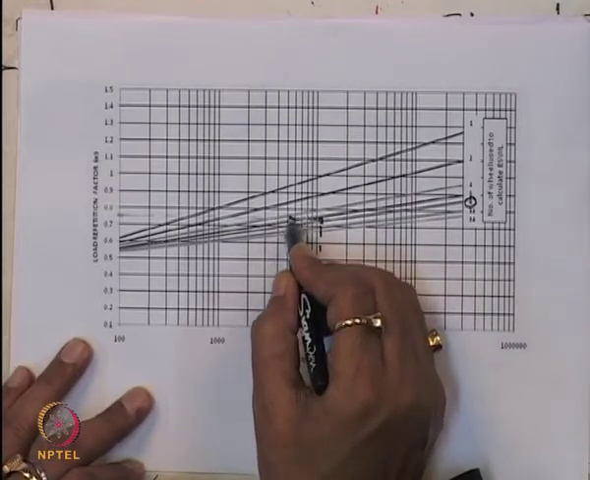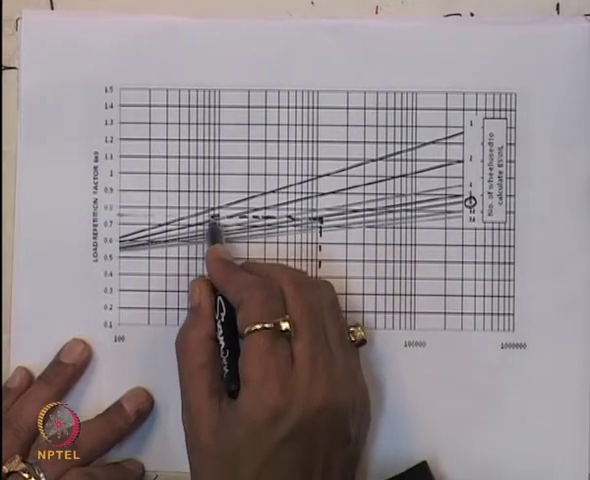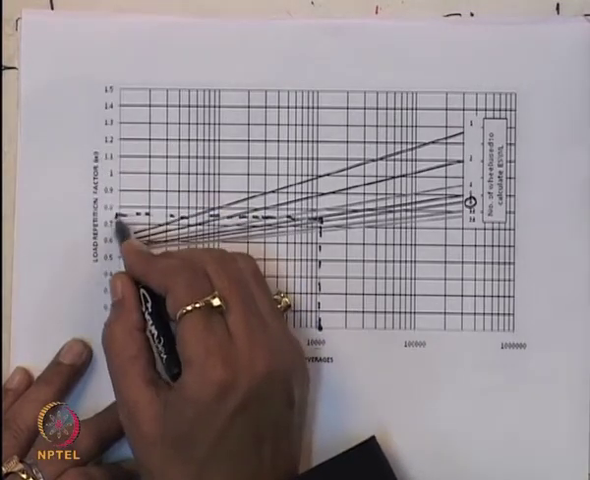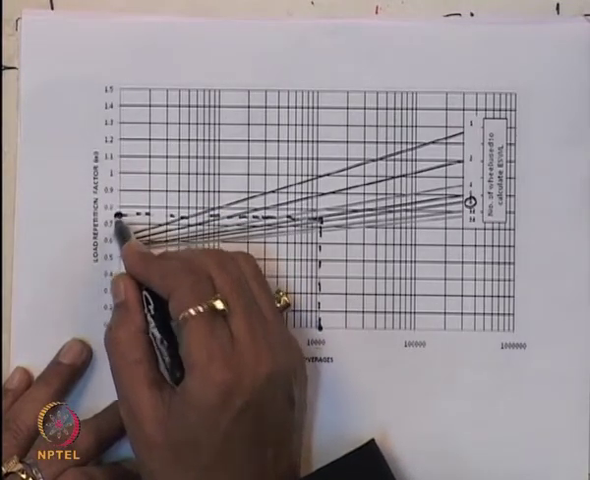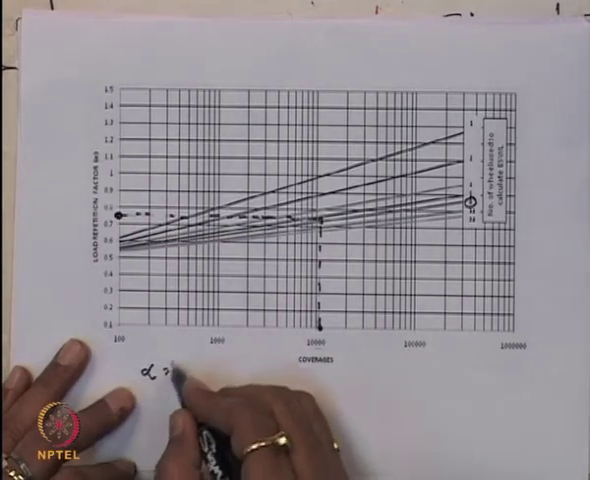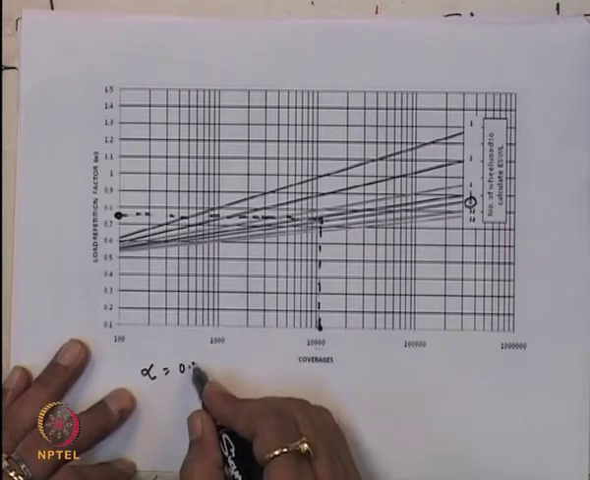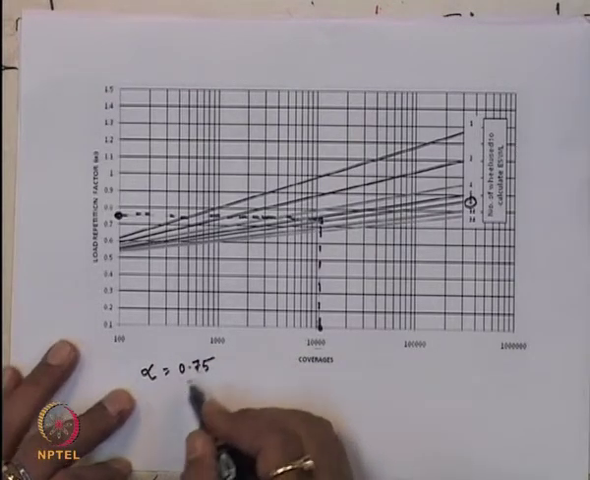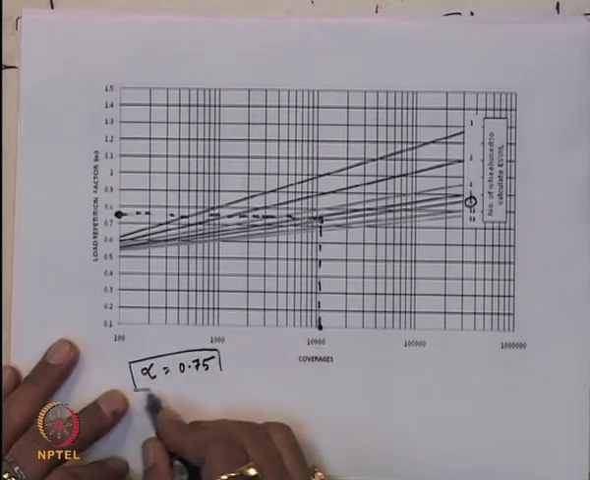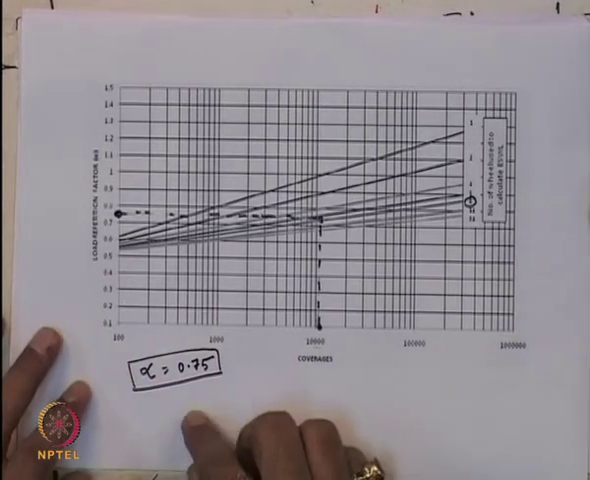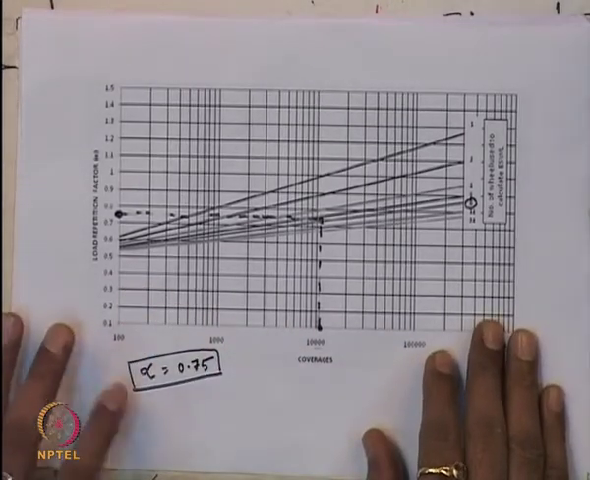Then move horizontally to the load repetition factor alpha. So, this will give you the load repetition factor alpha. This alpha value lies between 0.7 and 0.8, so this will give you an alpha value of about 0.75. So, you can calculate from this design chart what the load repetition factor alpha will be.